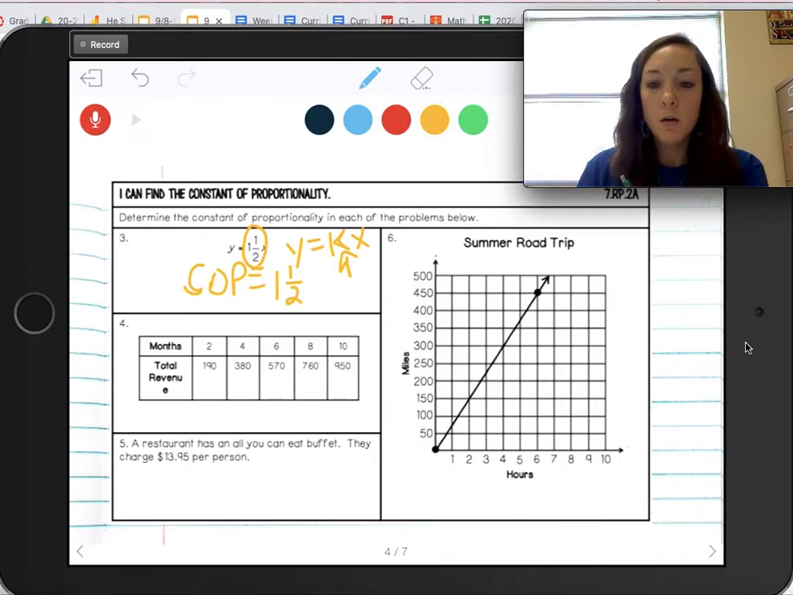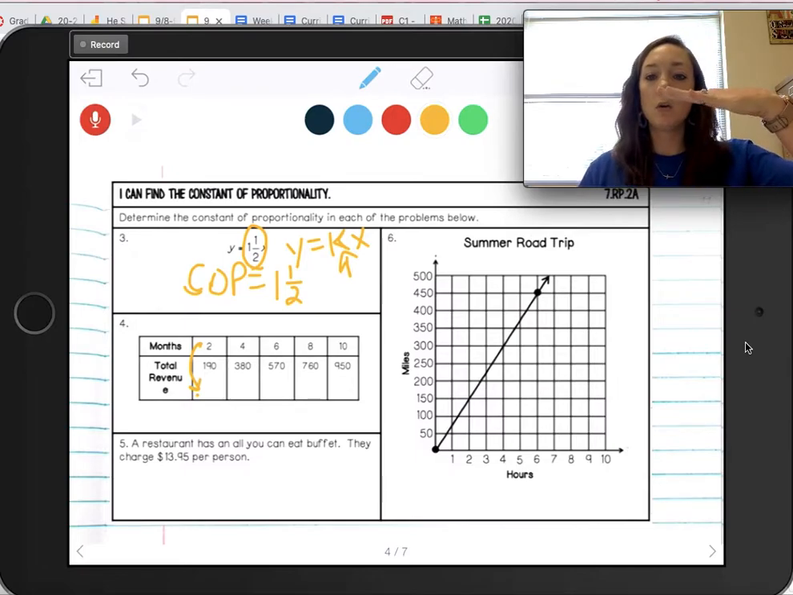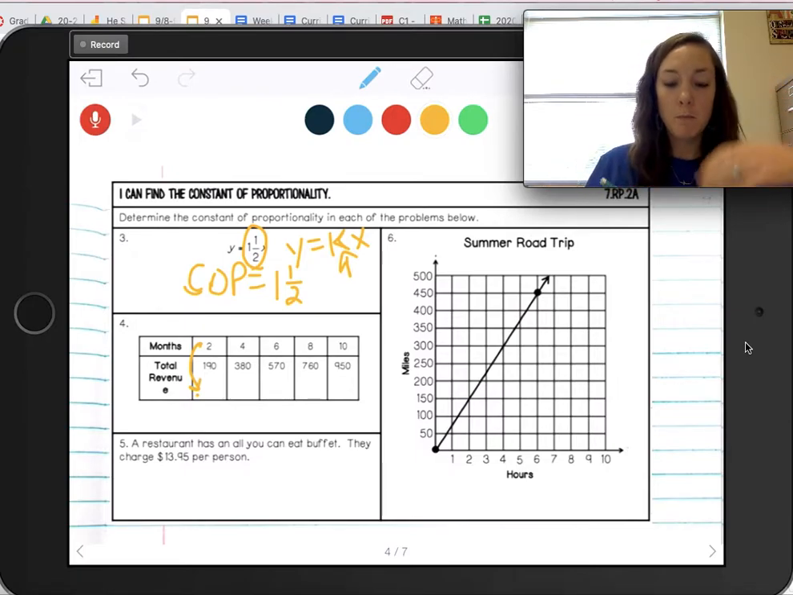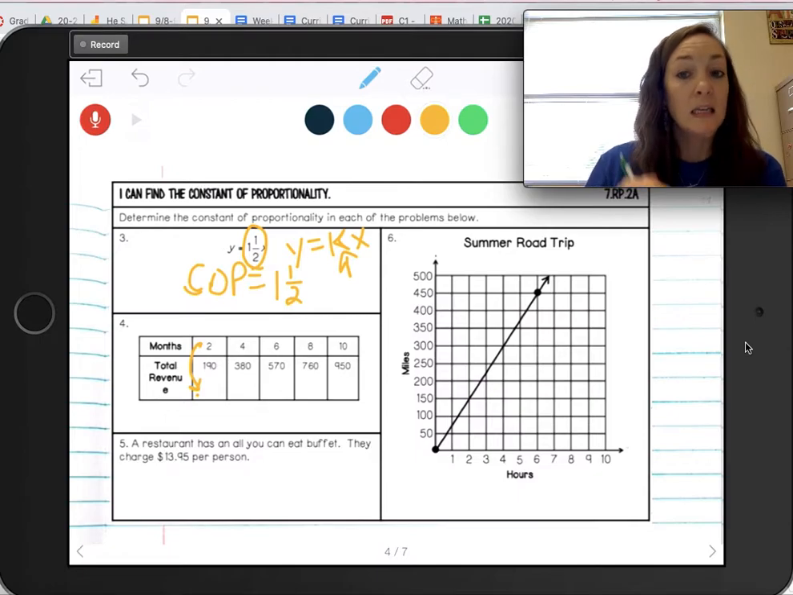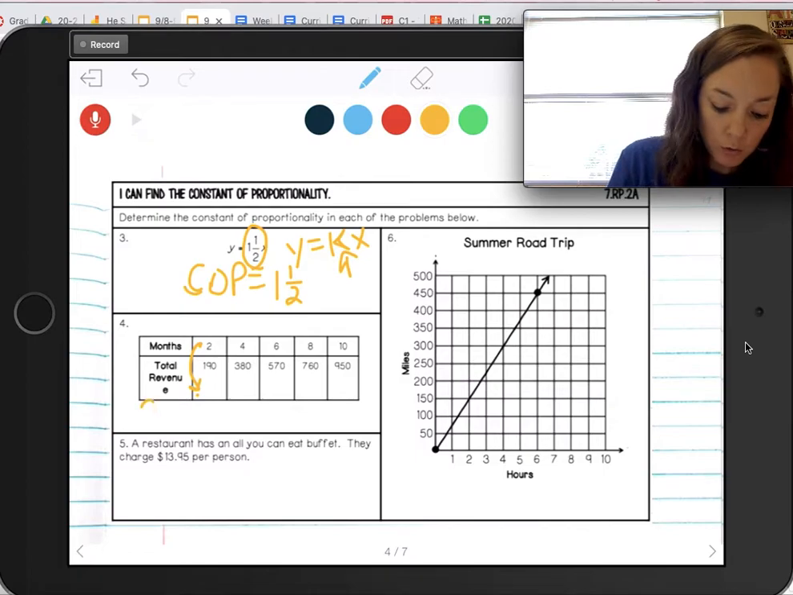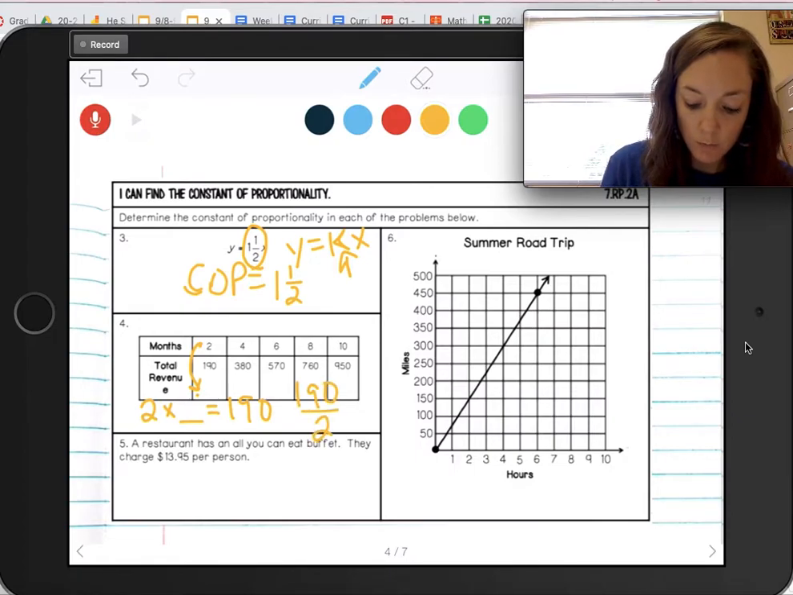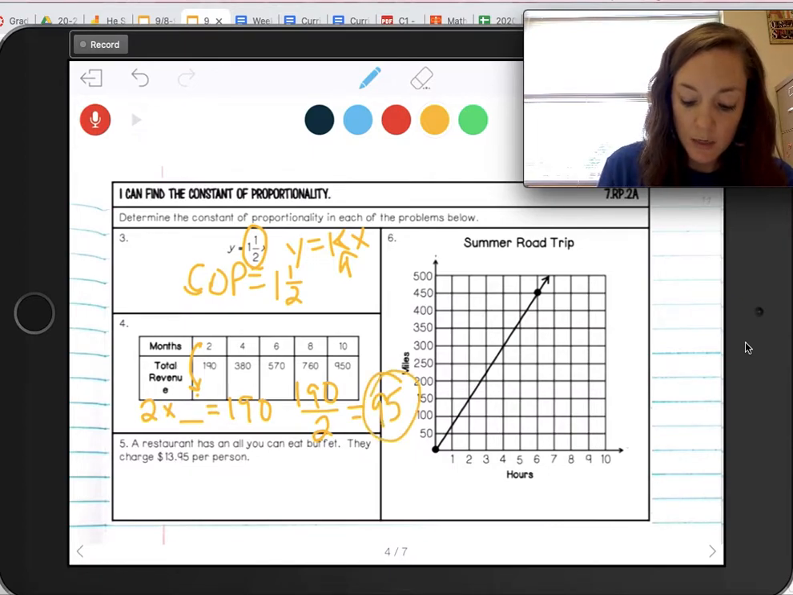For number 4, let's talk about the COP here. We have months and we have total revenue. If I have a horizontal table, I'm going from top to bottom. What am I multiplying by to go from top to bottom? Even if the bigger number's on top, okay? So 2 times something equals 190. We're going to figure that out by doing 190 divided by 2, and we get 95. So our COP has to be 95.